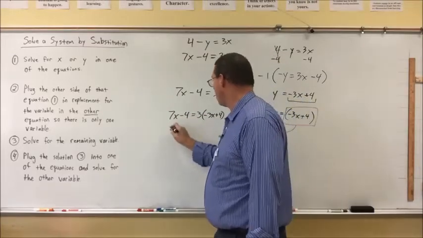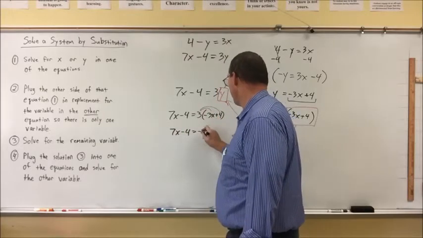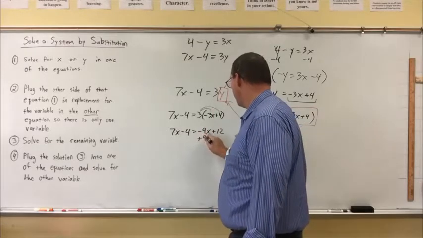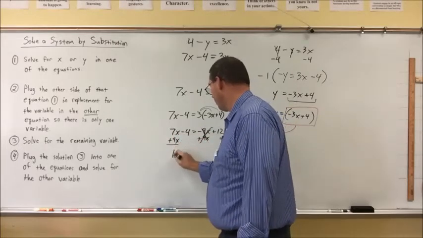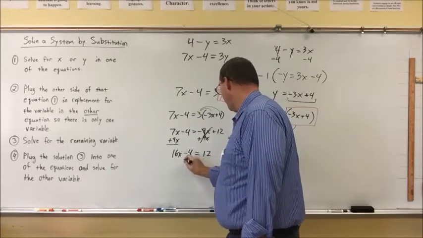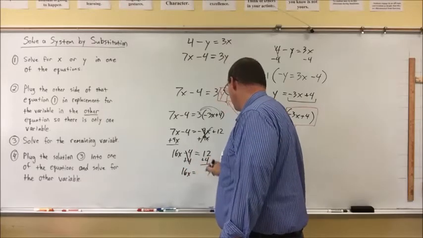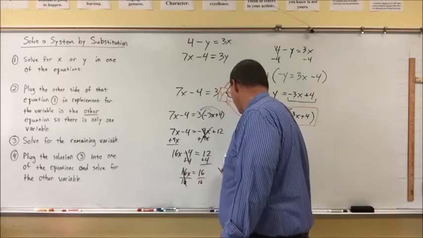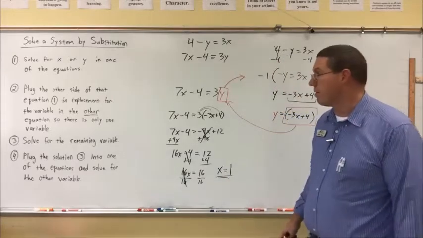So I've got 7x minus 4 equals, I'll distribute this 3. 3 times negative 3x is negative 9x. 3 times 4 is positive 12. Now I'll add 9x to both sides, and that cancels over here, and then I get 16x minus 4 equals 12. Now I'll add 4 to both sides, cancel, and I get 16x equals 12 plus 4 is 16. Divide by 16 on both sides, and I get x is equal to 1. So I have a solution for x, I have a value for x.